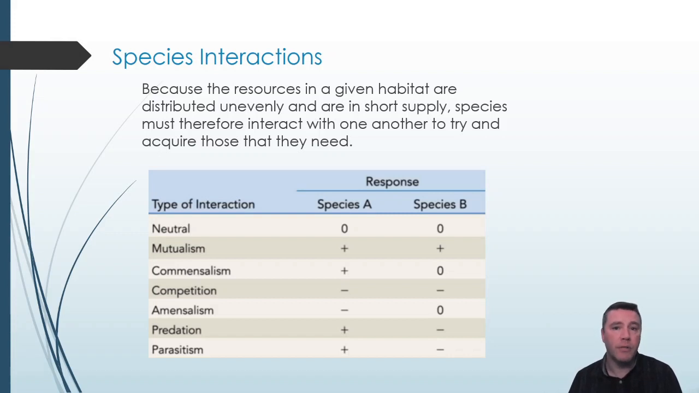The bee benefits from the flower's presence because the flower provides nectar that the bee requires. The flower benefits because as the bee is obtaining that nectar, it picks up pollen from the flower and transfers it to another flower for reproduction.